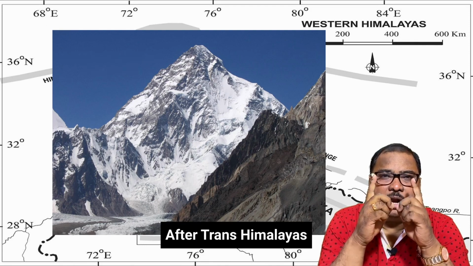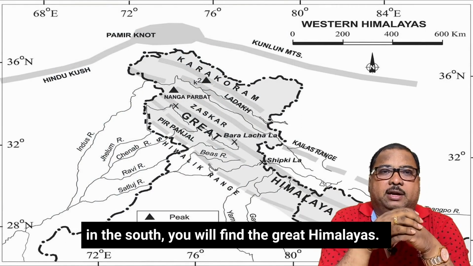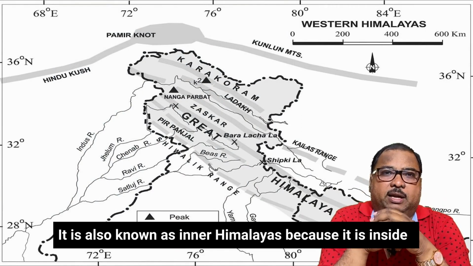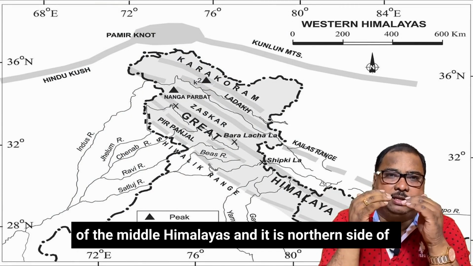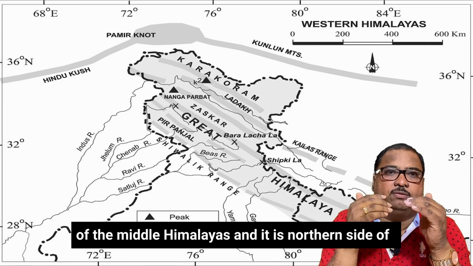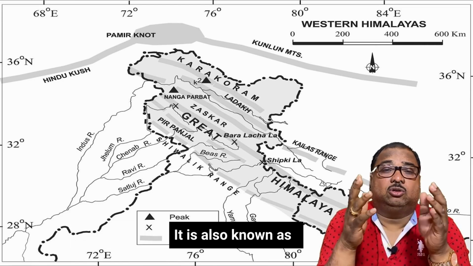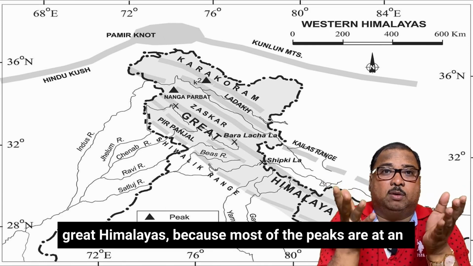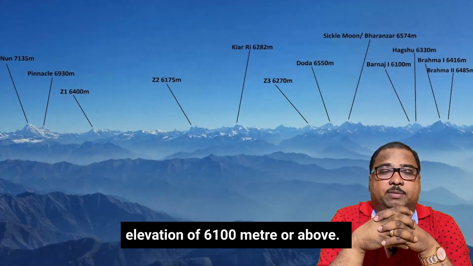After Trans Himalayas, in the south you will find the Great Himalayas. It is also known as Inner Himalayas because it is inside of the Middle Himalayas and it is northern side of the Middle Himalayas and the Shivalik. It is also known as Great Himalayas because most of the peaks are at an elevation of 6100 meter or above.